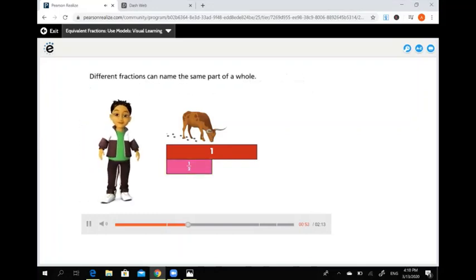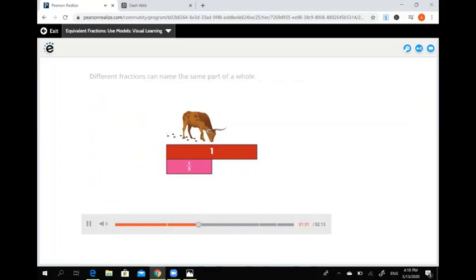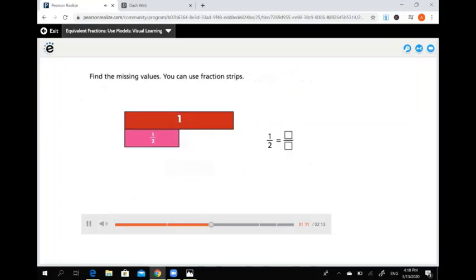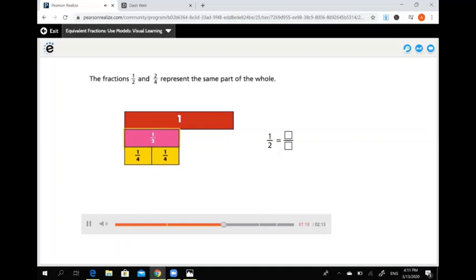Different fractions can name the same part of a whole. I know you can break a whole into lots of different parts. Fractions that name the same part of a whole are called equivalent fractions. Find the missing values. You can use fraction strips. The fractions 1/2 and 2/4 represent the same part of the whole.